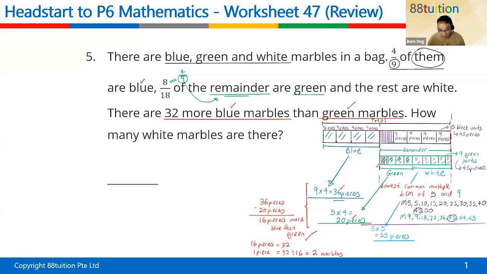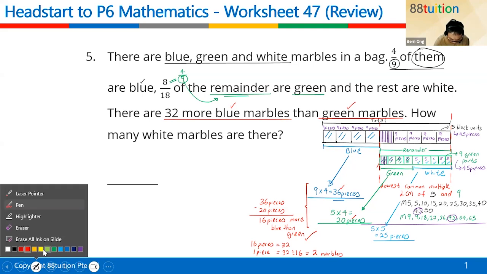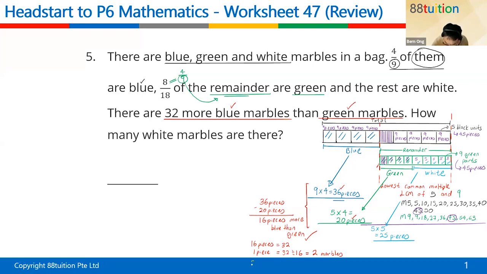What is the question looking for? How many white marbles are there? So we are looking at how many down here? 1, 2, 3, 4, 5. 5 times 5, 25. We are looking for 25 pieces. So 25 pieces will be 25 times 2, equal to 50 marbles.